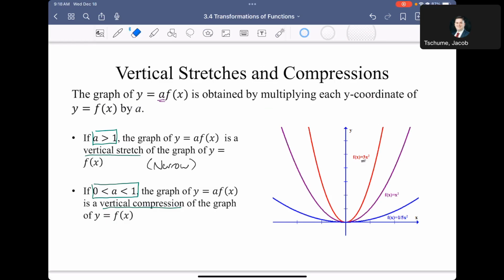Versus if you were to take another A value, let's say some number between 0 and 1. The one I use for my picture is 1/5. This is going to compress the graph down, so you're kind of pushing the graph closer to each other. What this ends up doing is it makes the graph wider. As you can see in that blue picture down at the very bottom, that's a very wide parabola. That's because you're multiplying it by such a small number that it takes a lot longer to go up. So you have to widen it out in order for it to go up in any level of certainty.